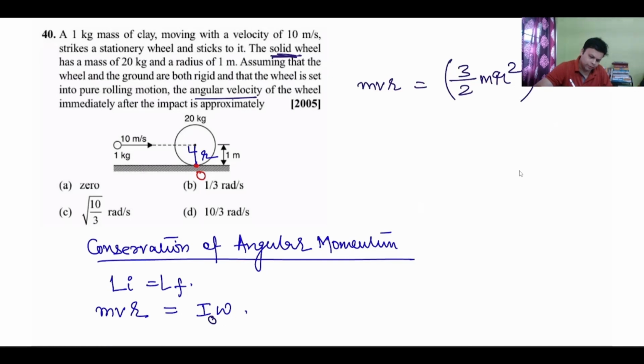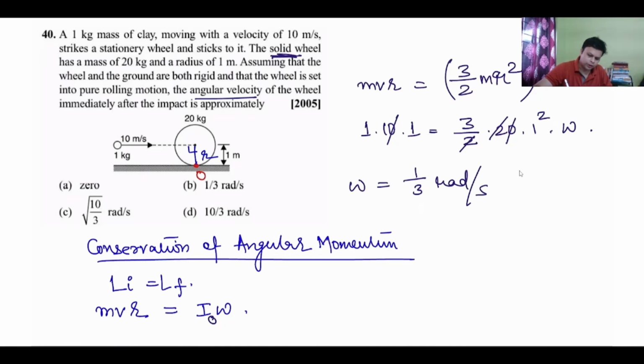Mass, initial mass is 1 kg. Velocity is 10. r is again 1 meter, equal to 3 by 2. Mass is again 20. r is 1 square. So what is the value of omega now? Omega is equal to 1 by 3. Definitely, this is the answer.